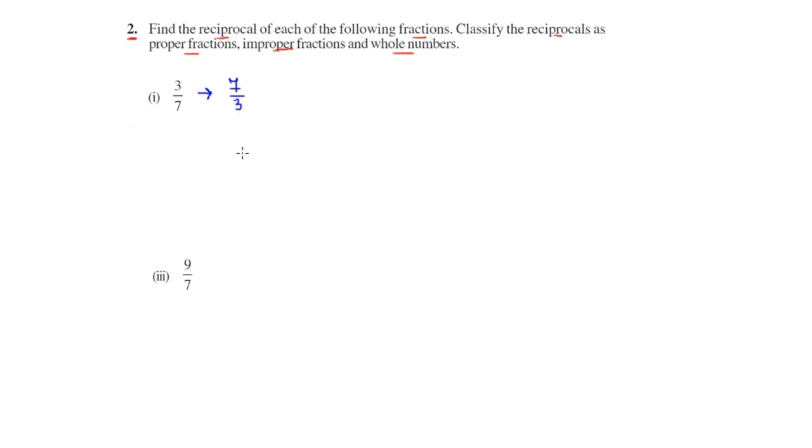Now, if you will see here, the numerator part is greater than the denominator part. So, this is an improper fraction. So, the reciprocal of 3 over 7 is an improper fraction. Understood? For fractions, just flip the whole fraction over to find the reciprocal.